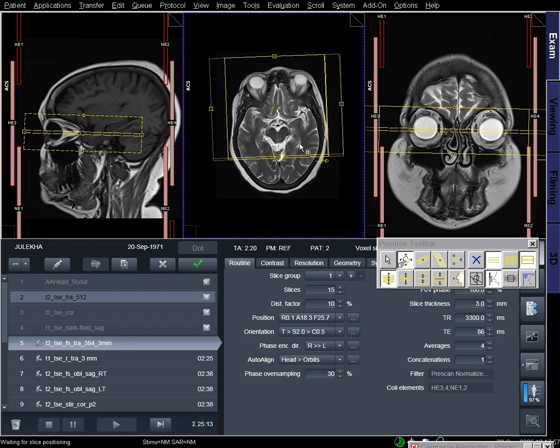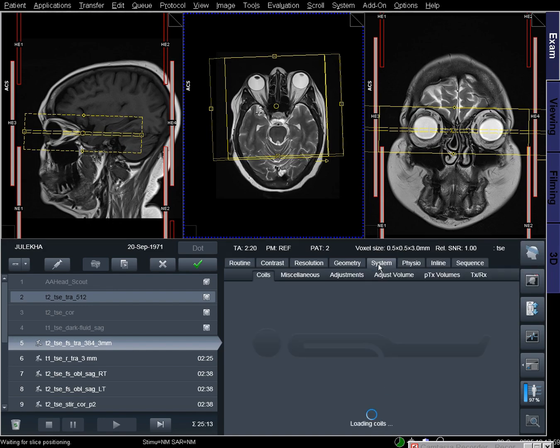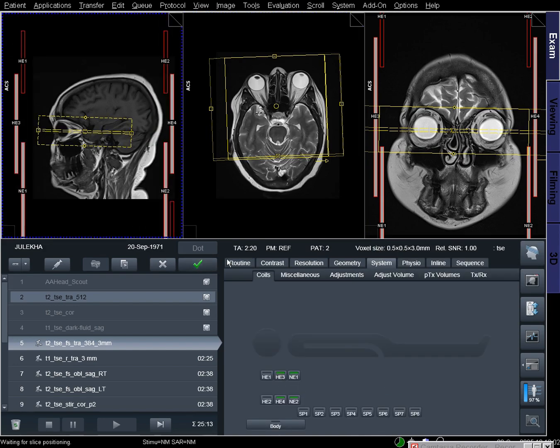Ensure that the slices are sufficient to cover the entire orbits from the superior border to the inferior border.